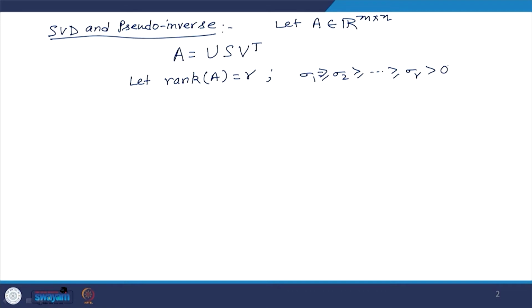Now, what will happen if I calculate the inverse of A? Because A is a rectangular matrix, how will I define the pseudo inverse here? It will become U sigma V transpose, and its inverse becomes V transpose inverse, sigma plus, that is what I am writing for pseudo inverse, and U inverse.